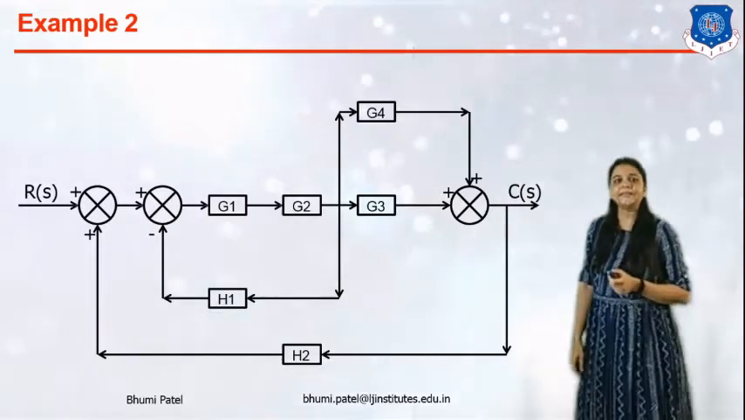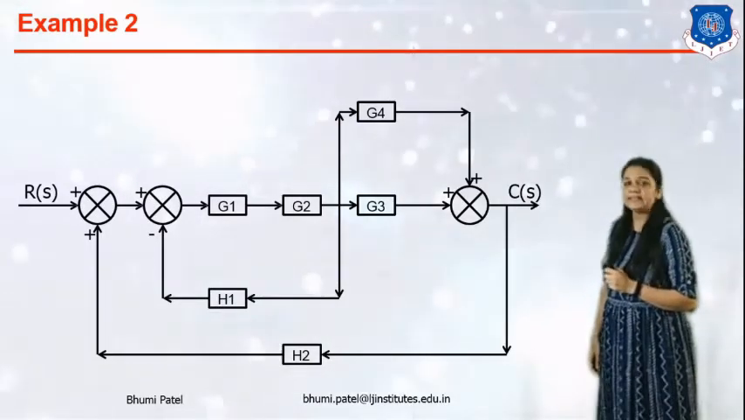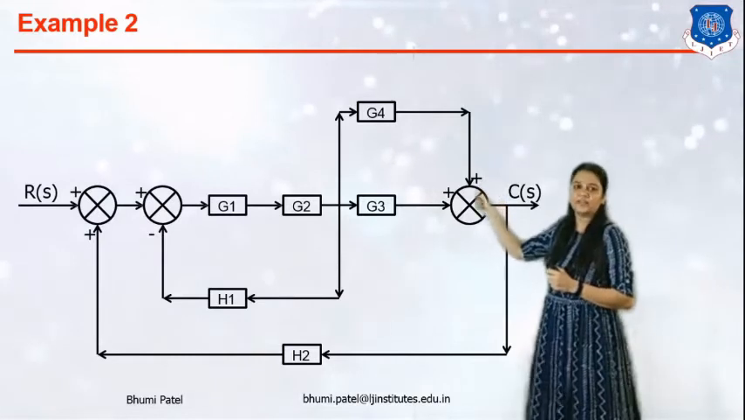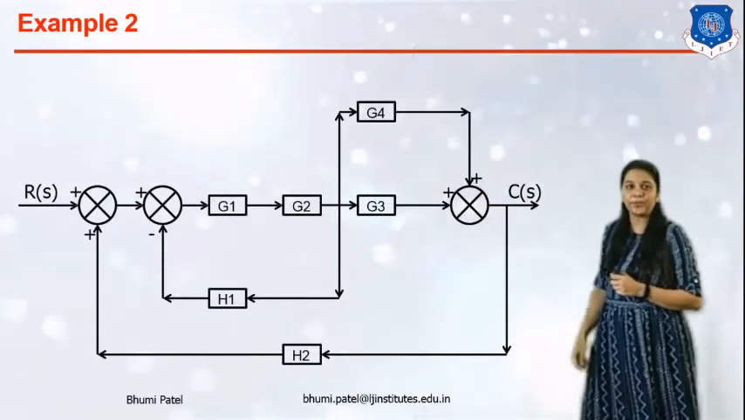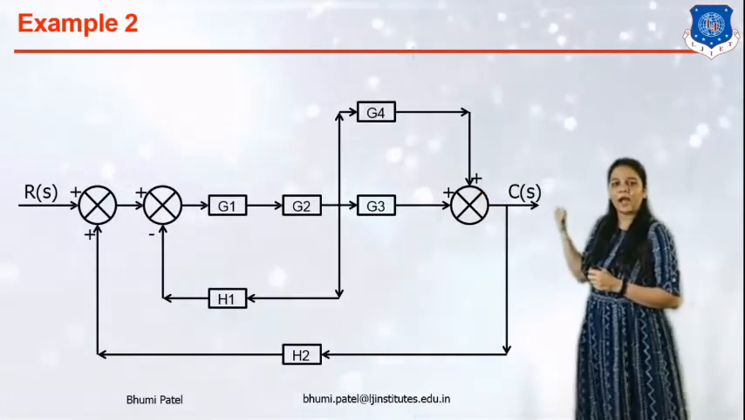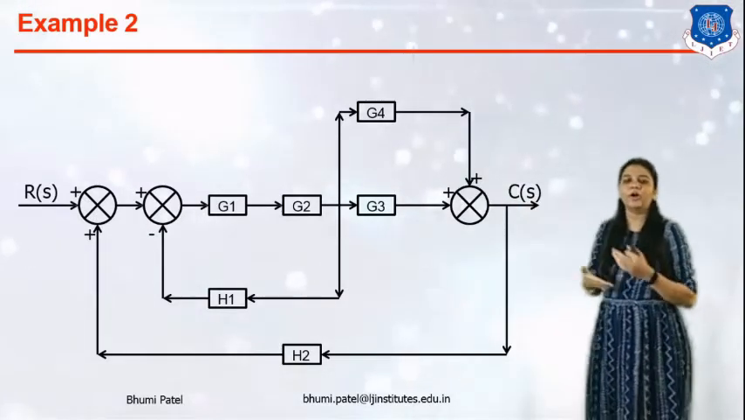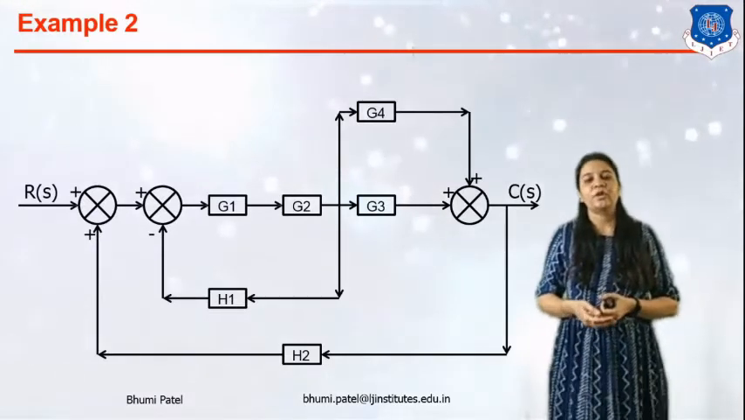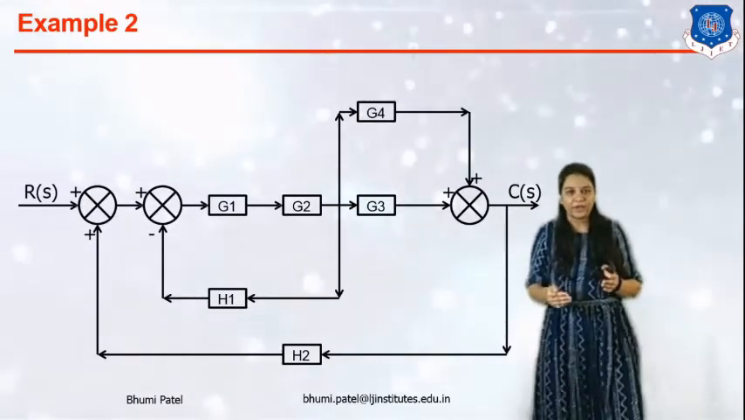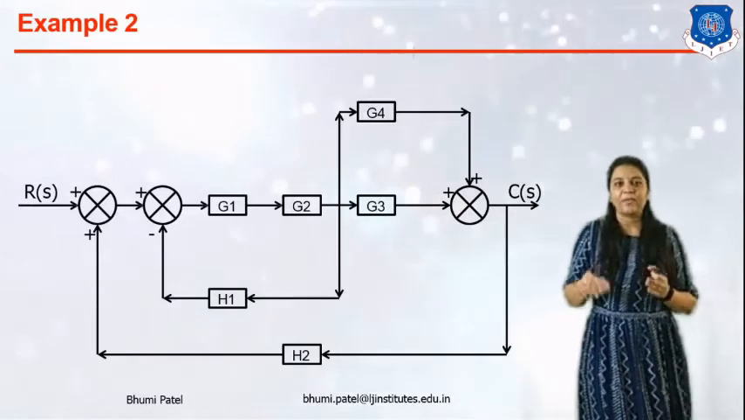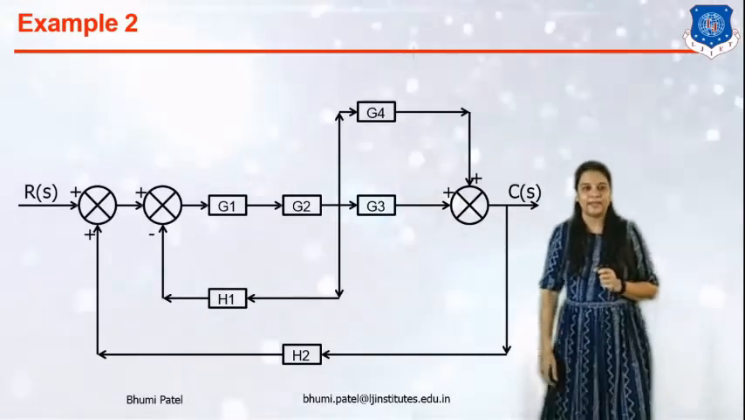Also in the second example you can see that again R of S is our input or the reference input and C of S is our output signal. Now between the input and output a number of blocks is given. So first of all we can identify which rule is applicable first for this particular example.